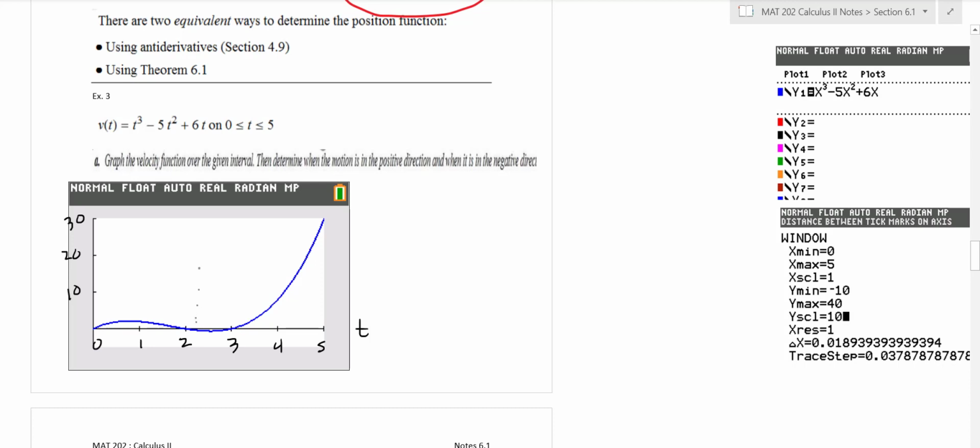Again, we're going to do the same thing we've been doing: determine when the motion is in the positive direction and when it's in the negative direction. So positive direction, what did we learn? That's when the velocity is what kind of number? Greater than 0. Where does that happen? That happens basically here. You have positive velocities there, and you have positive velocities there. The graphing calculator kind of shows you where these zeros are.